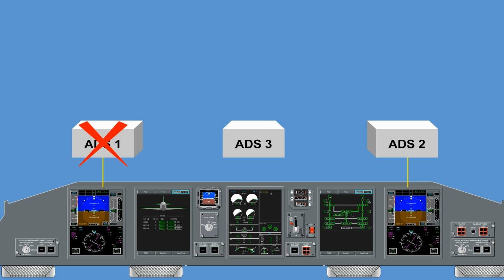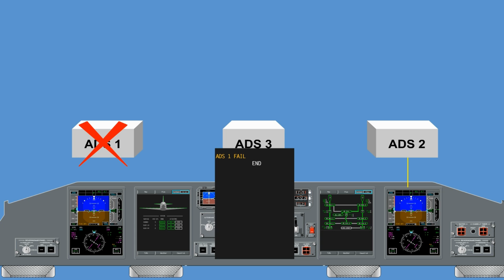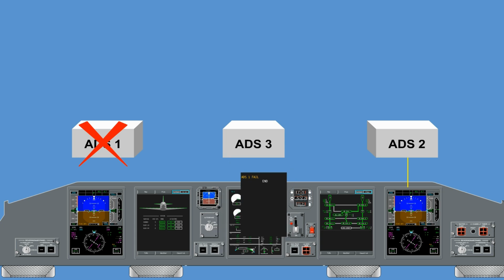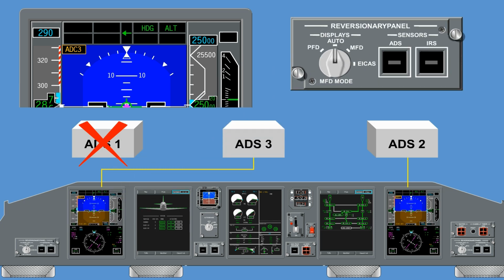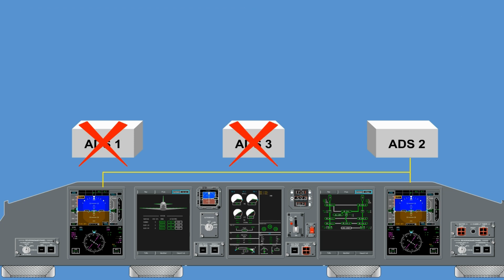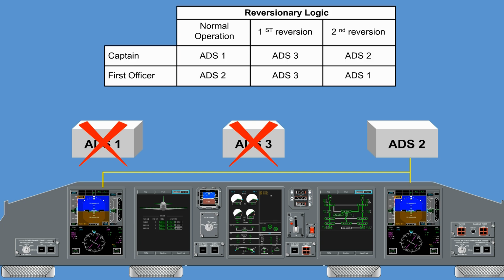Upon failure of either ADS-1 or 2, only the affected side will lose the ADS readout, and a failure indication will be provided to the flight crew. The affected side will automatically revert to ADS-3. In addition, the pilot can select one of the two remaining ADSs for the associated PFD's air data display. For one or two ADS failures, the reversionary logic for the captain and first officer PFDs can be seen in the following table.